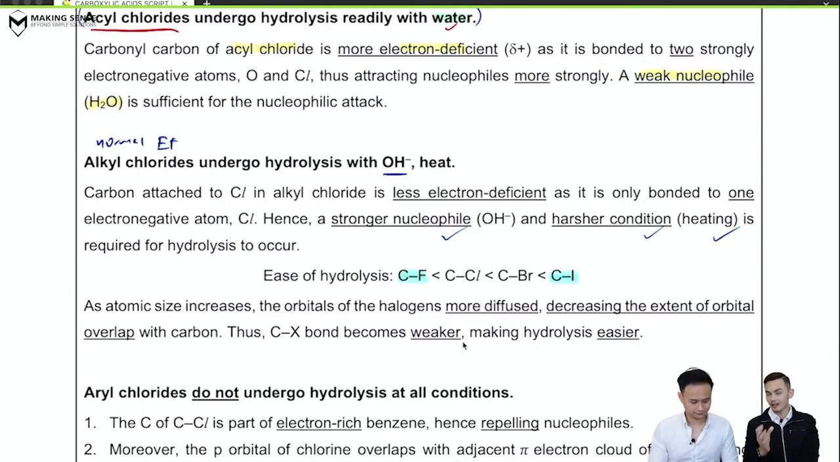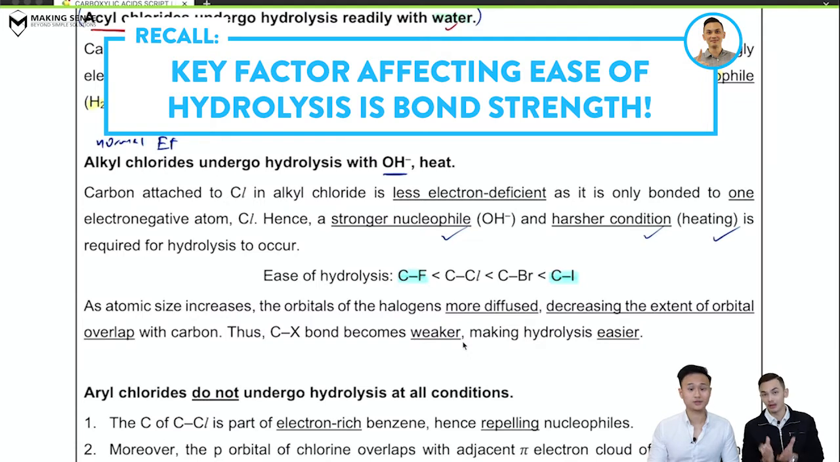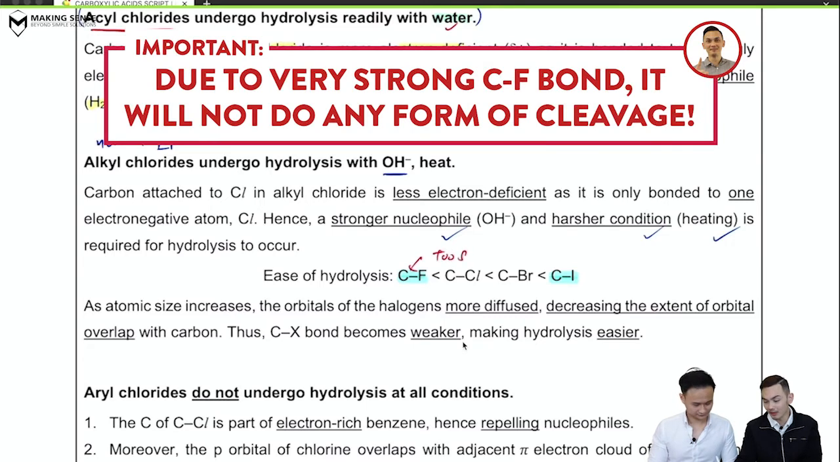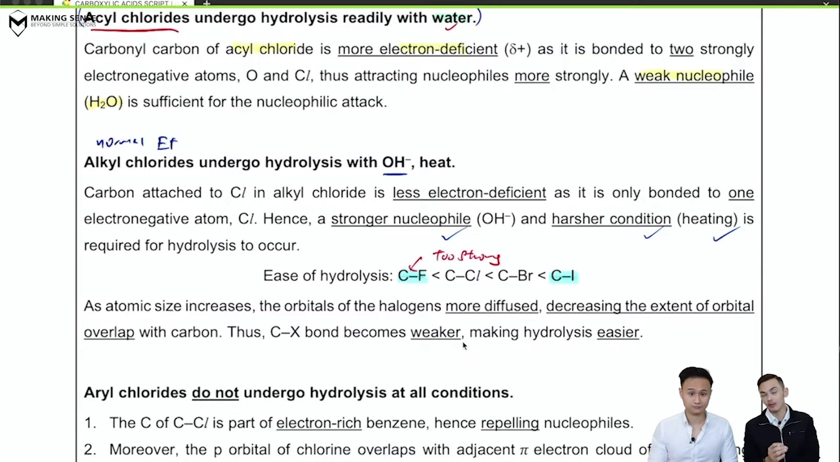The key factor will be the bond energy and the bond strength. So do remember, C-F bonds are way too strong. You're not able to do any sort of cleavage on the C-F bonds, so generally alkyl fluorides are not reactive. But C-I is the weakest bond, and therefore it will be the easiest to break, and that's why the reaction will go the fastest. But the key thing is you're going to require someone that's charged in order to react with an alkyl chloride.